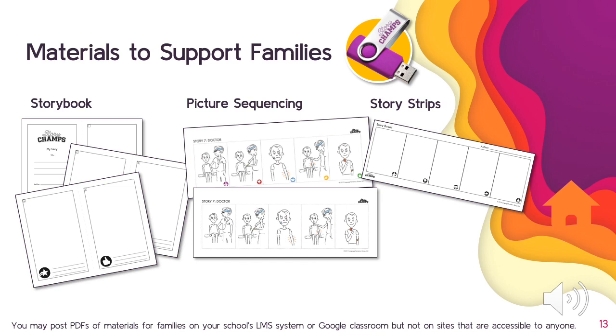There's also picture sequencing. These are designed to be printed and cut and then put in the right order. And as a result of its purpose, there's a version that has the icons on them, and there's a version that has no icons. Clearly, the icons will make it easier if the child has some experience using Story Champs. But with the version without icons, the child would have to look more carefully at what's going on in the picture to be able to sequence them properly.